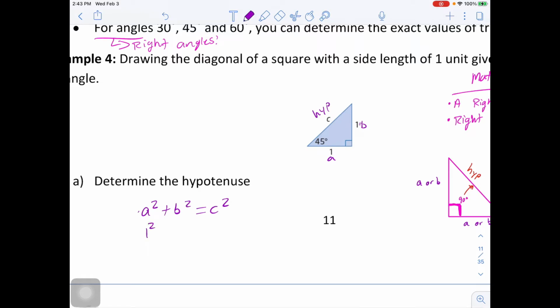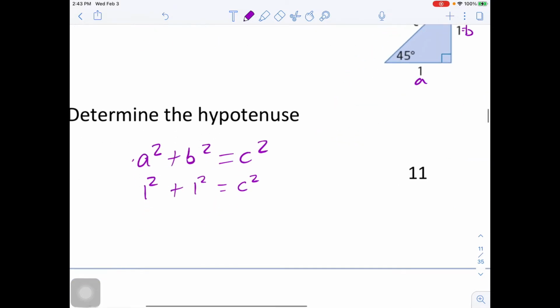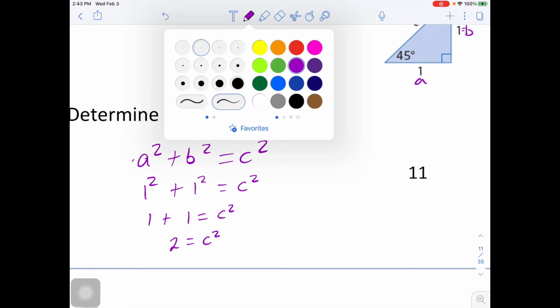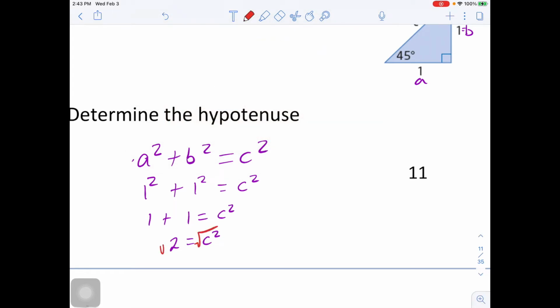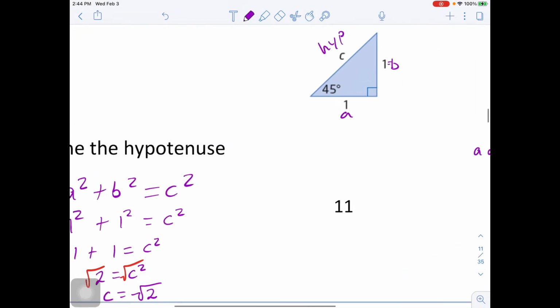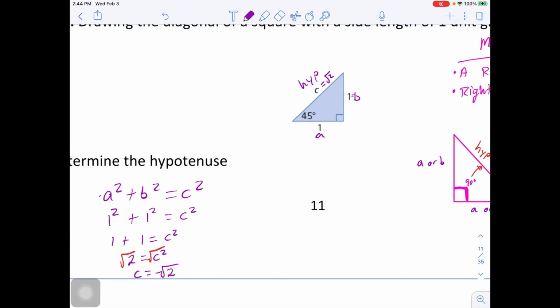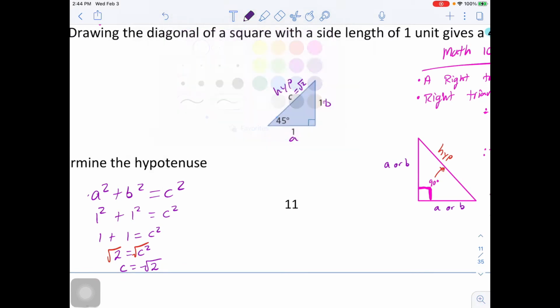So this will be 1 squared plus 1 squared equals c squared. 1 squared is 1. So this will be 1 plus 1 is c squared. 1 plus 1 is 2. And from here, I'm going to square root. So I end up getting c equaling the square root of 2. And this is your special triangle. Again, this will be on your data sheet, but this is very important.